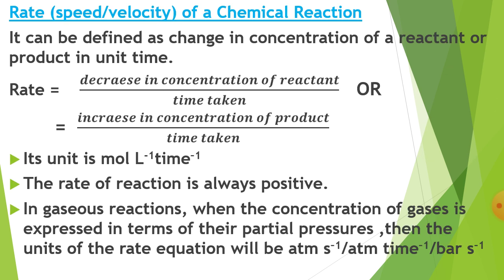Now, rate is also known as the speed or velocity of a chemical reaction. It can be defined as the change in concentration of a reactant or product in unit time. The rate may be defined in terms of the decrease in concentration of reactant or the increase in concentration of product. Like this, rate equals decrease in concentration of reactant divided by time taken, or increase in concentration of product divided by time taken.